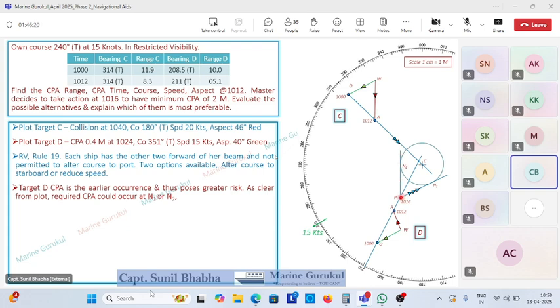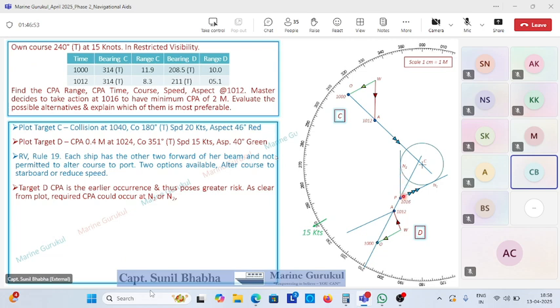So if our line of approach from point Papa changes over to Papa November 1, we will have a 2 mile CPA. Or the other option is that if our line of approach changes over to Papa November 2, we will again have a 2 mile CPA. So there are 2 options which are available to us. CPA can occur at November 1 or November 2. So let us evaluate these 2 options one by one.